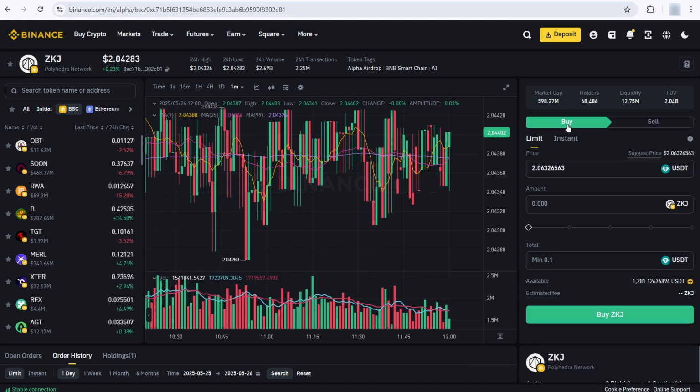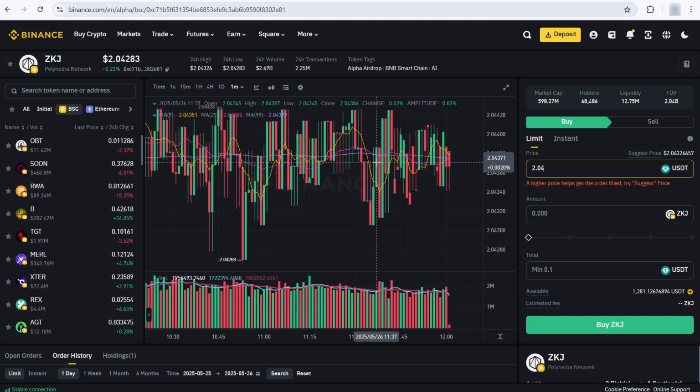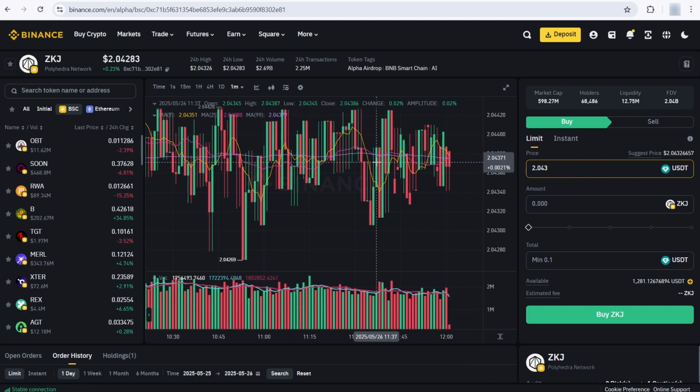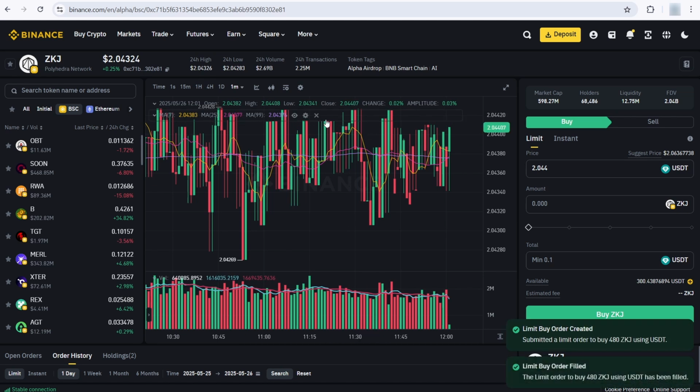Again, buy. The high price is 2.04388, so I'll set it to 2.043, 480 ZKJ. It seems I've made a mistake. I need to input 2.044, not 2.043, because 2.044 is slightly higher. Buy, continue, done.